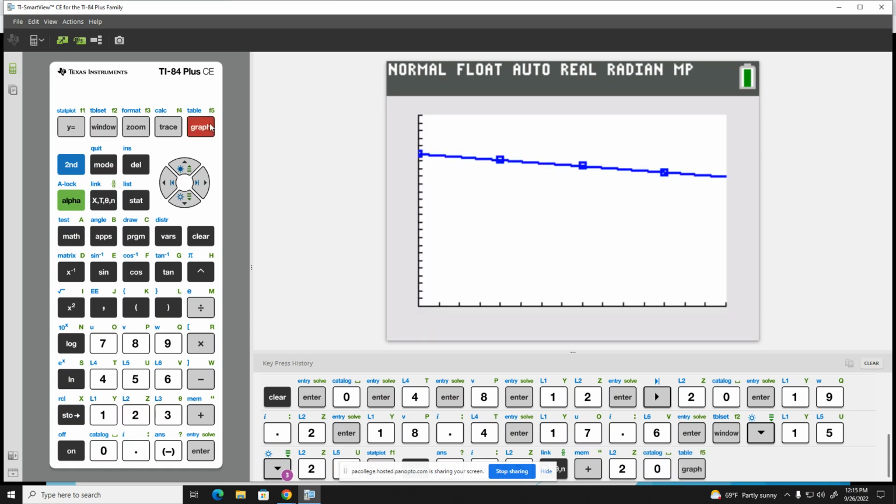Oh, perfect. I see my line having that negative slope going downhill, and I see it go right through each of my points. So everything matches up there. We did great. We have a good visual, no concavity. We just have a line.